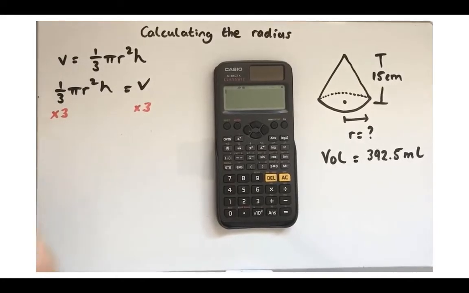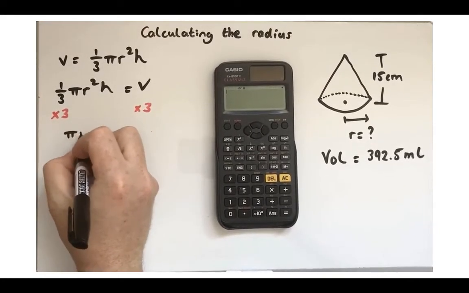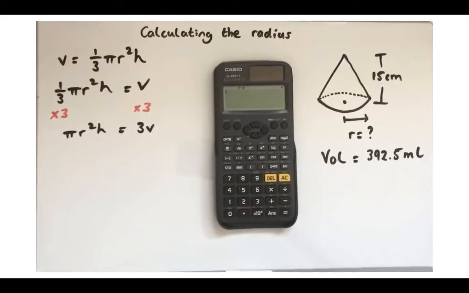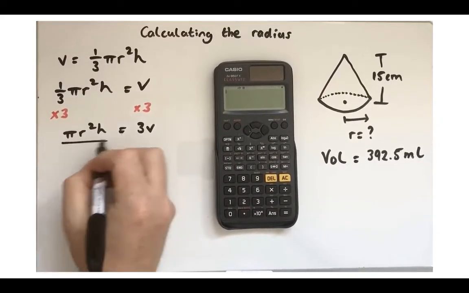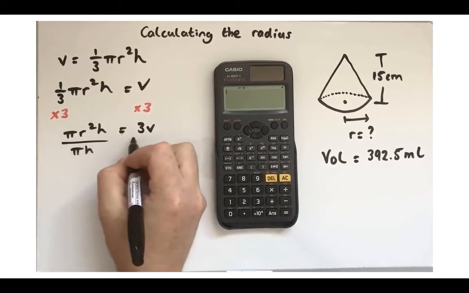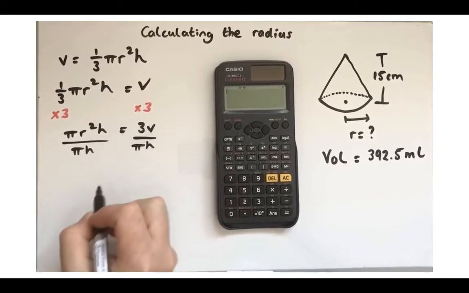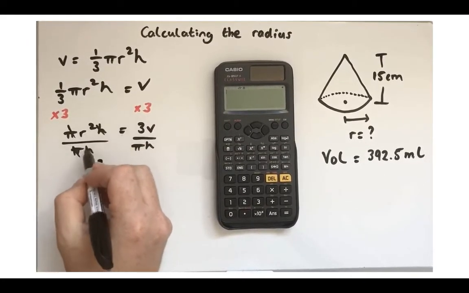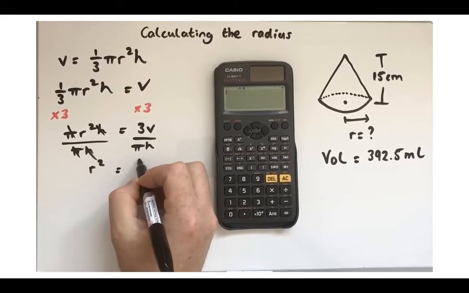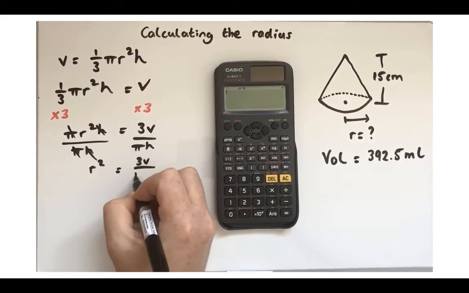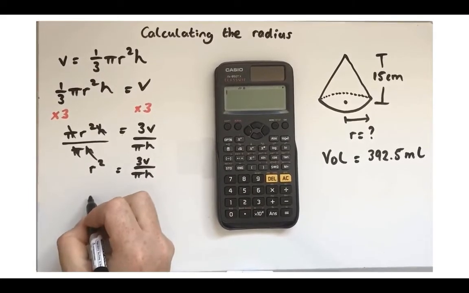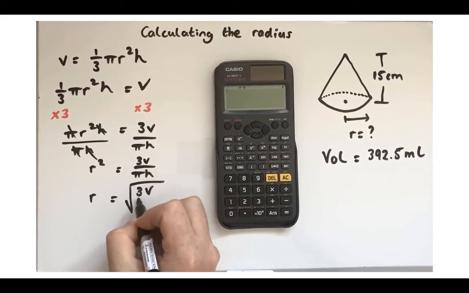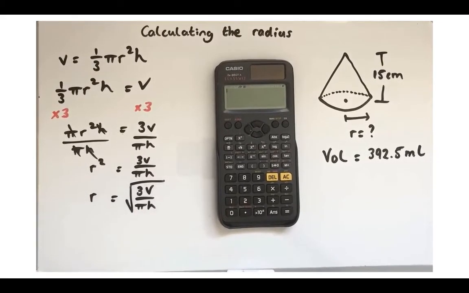So changing the subject, we've got a fraction there. Let's get rid of the fraction by multiplying through by the denominator. It's a unitary fraction, so multiplying through by 3. And then we're going to divide by anything that's multiplying r squared, so we're dividing by pi and h. It's going to leave us with r squared, so 3v divided by pi h. The inverse operation of squaring is square rooting, and there you have it.